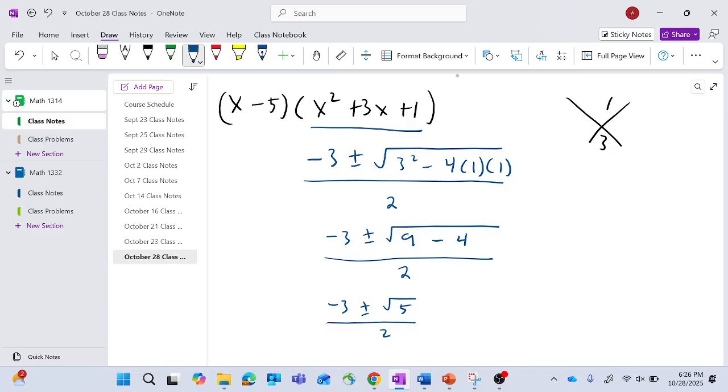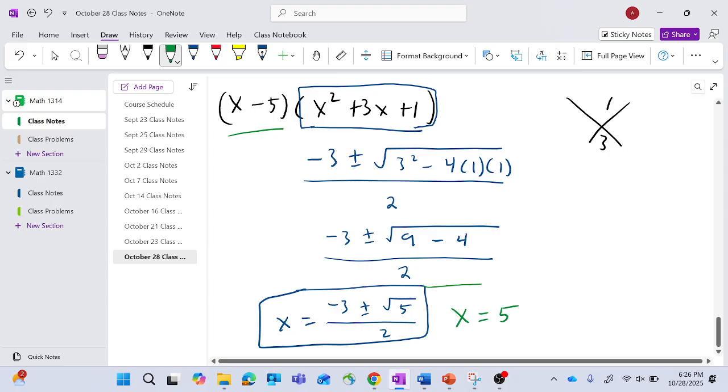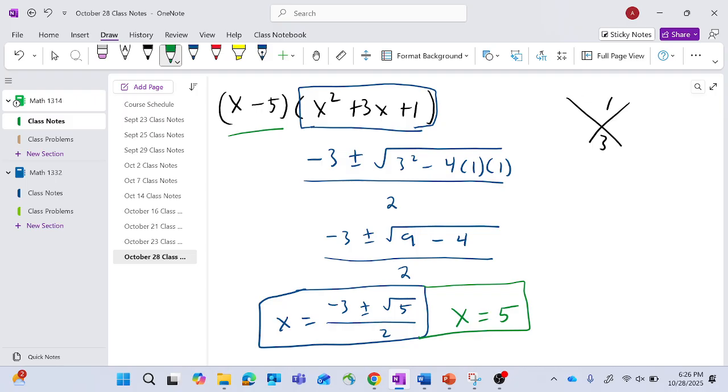All right. So what that means is that this x squared plus 3x plus 1 from the very beginning, the zeros that it gives me is negative 3 plus or minus root 5 over 2. And then the x minus 5 tells me, well, you also have solutions of x equals 5. And those are my three zeros here.